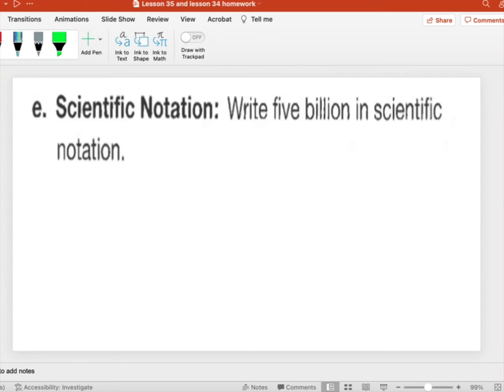Okay, write 5 billion in scientific notation. Well, 5 billion, remember, million has 6 zeros. So 5 billion, 1, 2, 3, comma, 1, 2, 3, comma, 1, 2, 3, that's billion, right? So this is the thousands, millions, billions place.